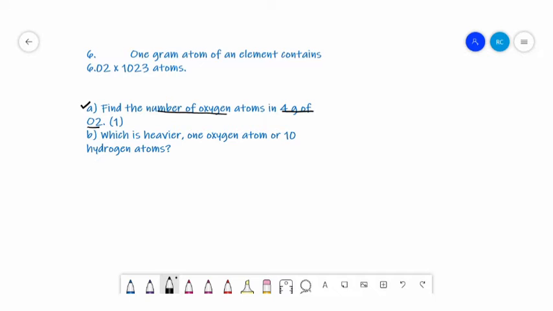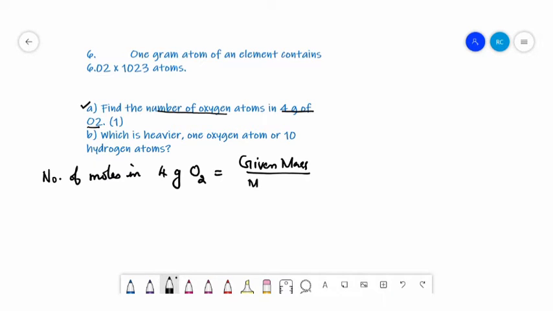So how many oxygen atoms are there in 4 gram of O2? That is the question. In this kind of question, let us start by finding the number of moles in 4 gram O2. So our first step is to find the number of moles. How do we find the number of moles? You need to apply the formula: given mass divided by molar mass. Now, what is the given mass? That is 4 gram.